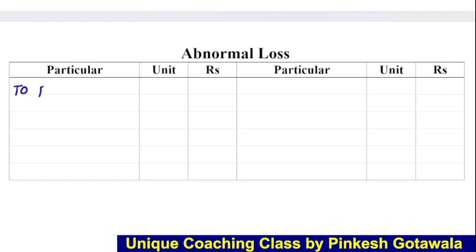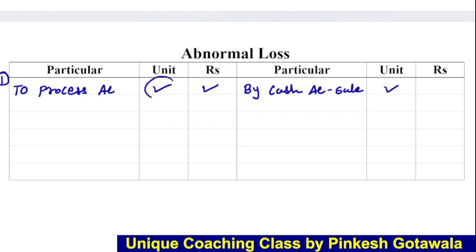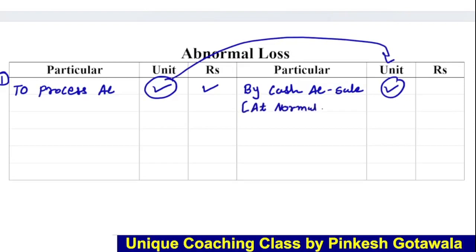First entry, this goes to the process account. Okay, this is the first effect. Second effect, we sold this loss. We sell it for cash. What will the units be? The same units, whatever units are here, will be the same here, and we sell those units. And what will the price be? At the normal loss sell price. That is, whatever the sales price of normal loss is, at that price we will sell.